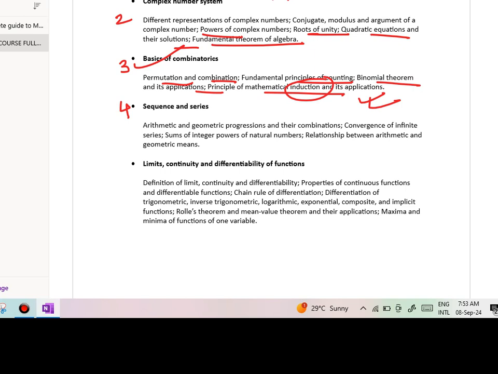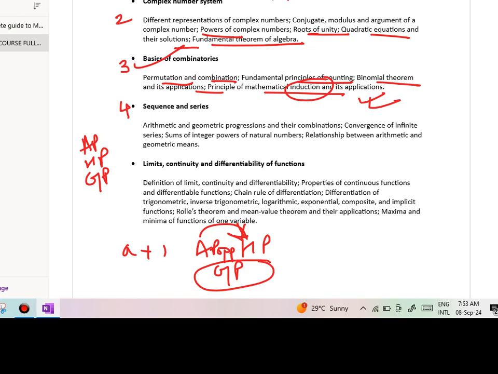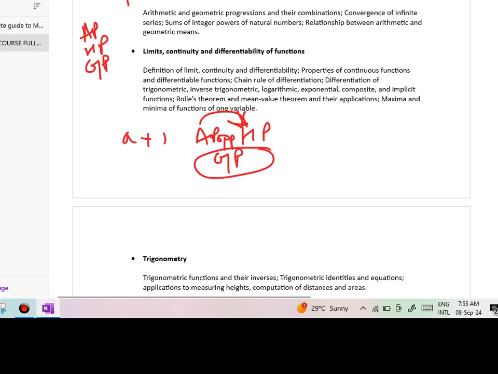Now you have sequence and series: AP, GP, HP, one of the most important topics. You have the formula a plus (n minus 1)d, and always remember that HP is just the opposite of AP. GP is also there. Then we have convergence of infinite series, sums of powers of natural numbers, and the relationship between arithmetic and geometric means. Now limits, continuity and differentiability of functions are obviously there.